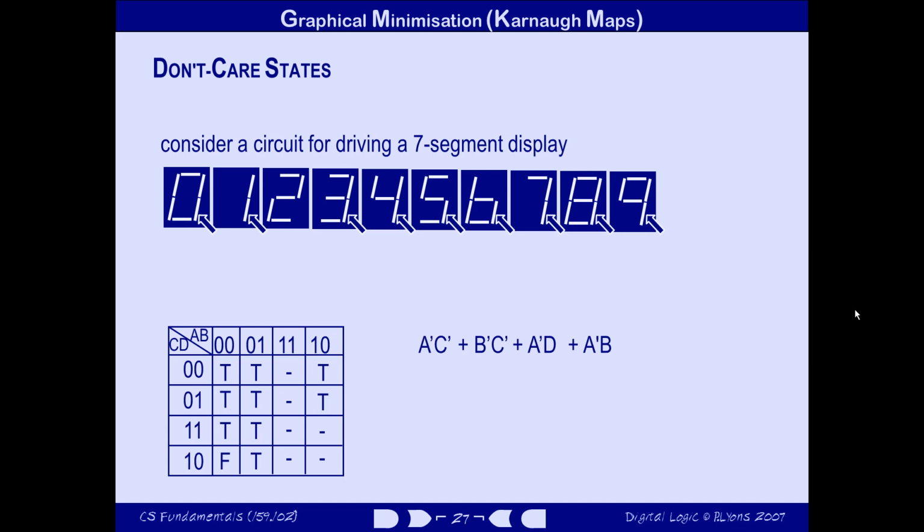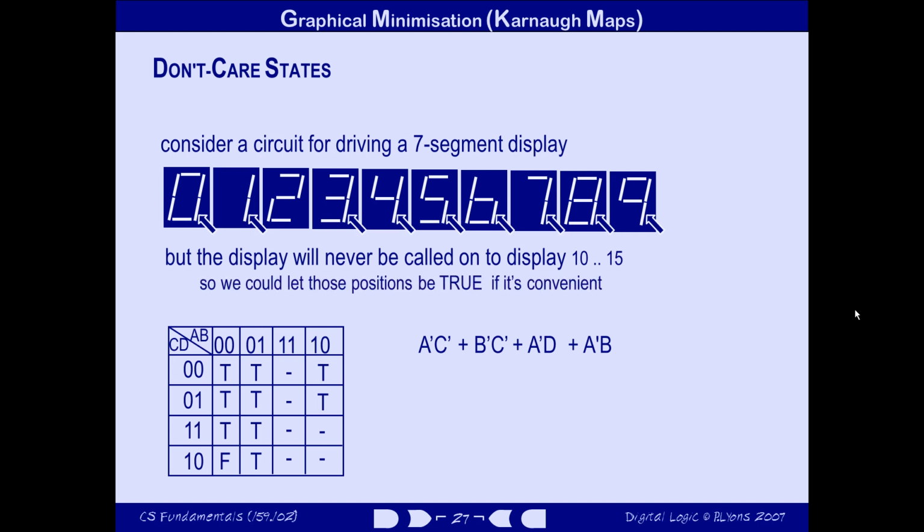Now, let's reiterate. We don't care what the display does if the inputs 10 to 15 ever occur, because we know that they never are going to occur. So, if we decided that it was convenient for them to be true, then there's nothing to prevent us from doing so. So, now let's try the minimization again, assuming that the don't care states are actually true, if we think it's convenient to do so. Right off, we find a set of 8 truths or pseudo-truths in a rectangle. And that corresponds to a term containing only one variable, not C.